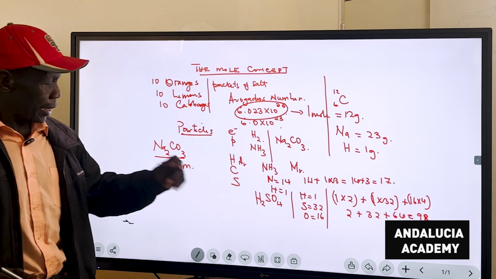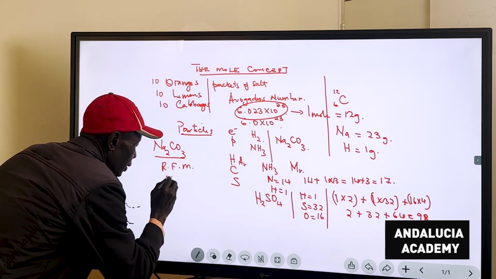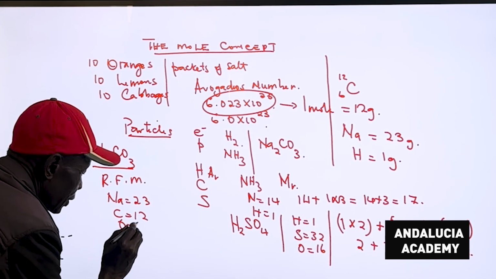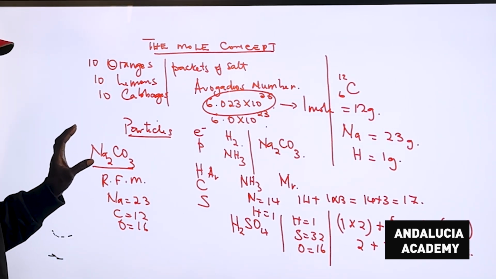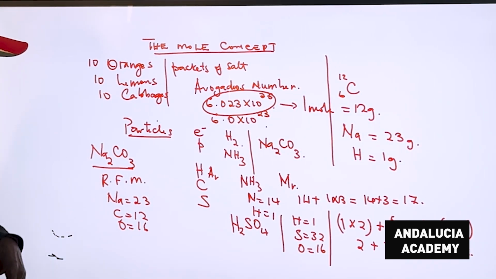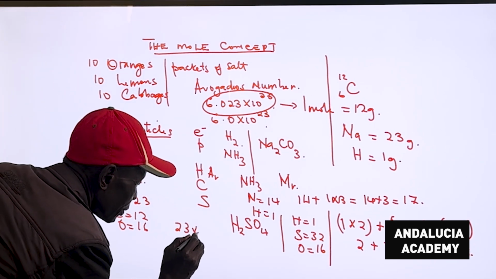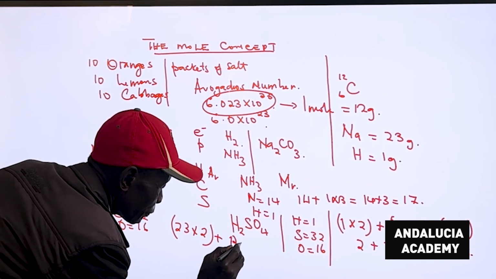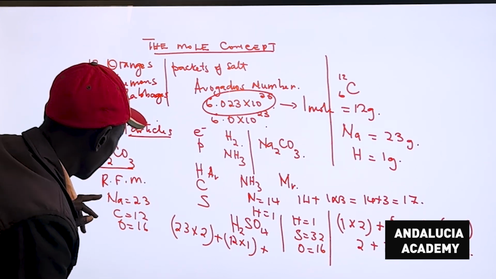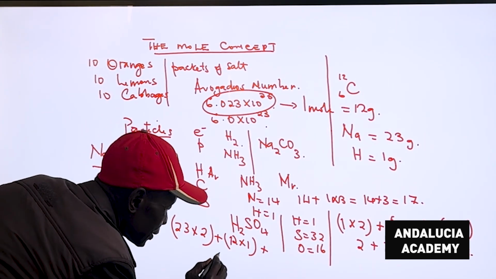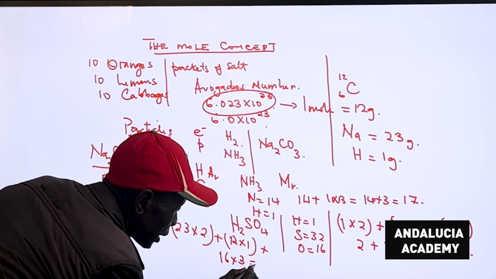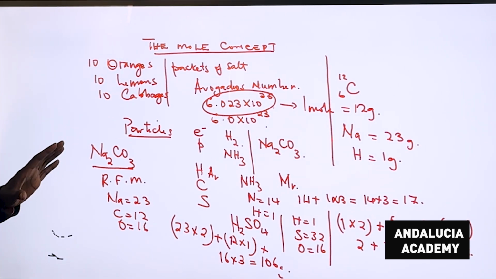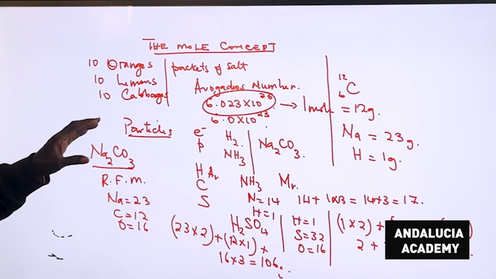So we do the same way here. Sodium is 23. Carbon is 12. And oxygen is 16. So I have to find out how many atoms, or moles, of sodium there are, and that will be 2 moles. So it will be 23 times 2, plus carbon is 1, 12 times 1, plus oxygen are 3, 16 times 3, which will give me a total of 106 grams. So this is how we measure the amount of substance in chemistry.